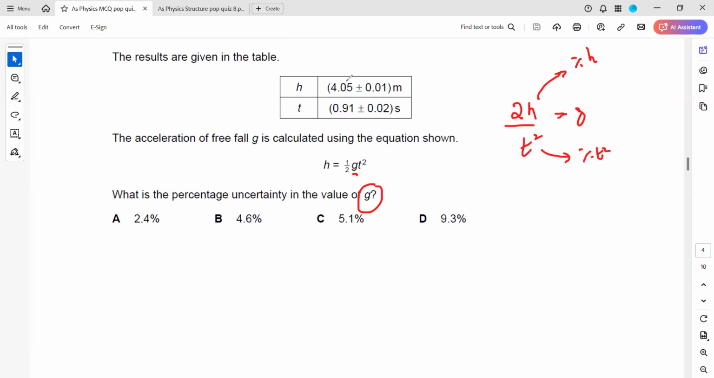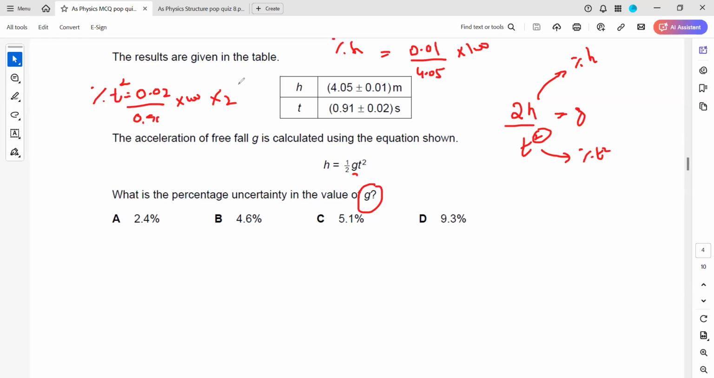How to get the percentage uncertainty in height? That is 0.01 divided by 4.05 into 100. That will give us the percentage uncertainty in height. The percentage uncertainty in t is the smallest value, the least count, divided by the value recorded into 100. But because it's t squared, we multiply this by 2. So the percentage uncertainty in t squared plus the percentage uncertainty in height.